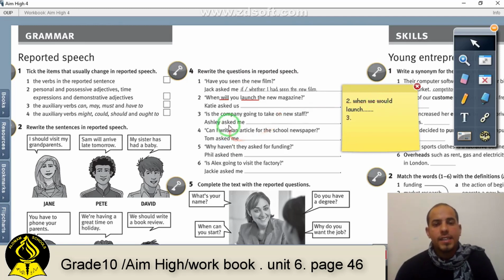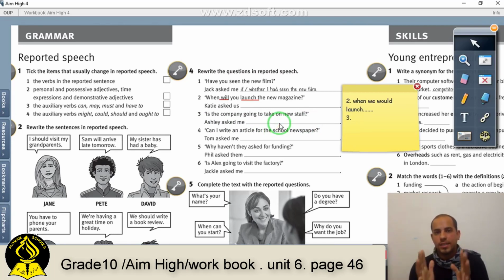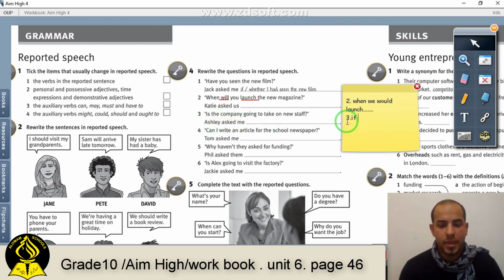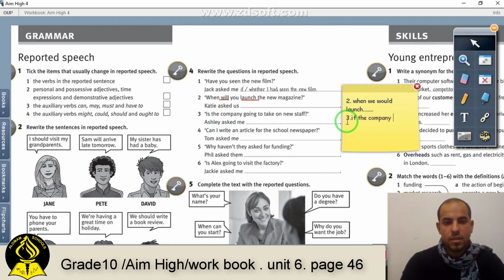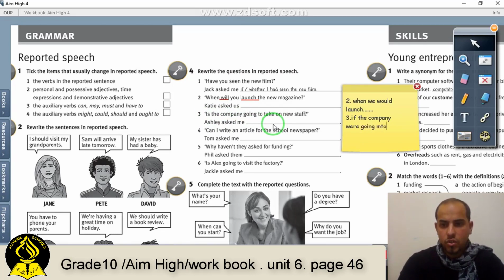Number 3. Is the company going to take on a new staff? Ashley asked me. Now let's define the type of the question. This is a yes or no question. So we start with what? Yes, we start with if or whether. So let's use if. If, where is the subject? If the company. This is the subject. If the company is going, it becomes to what? This is the tense, is going to. If the company was going to, then we complete the sentence.